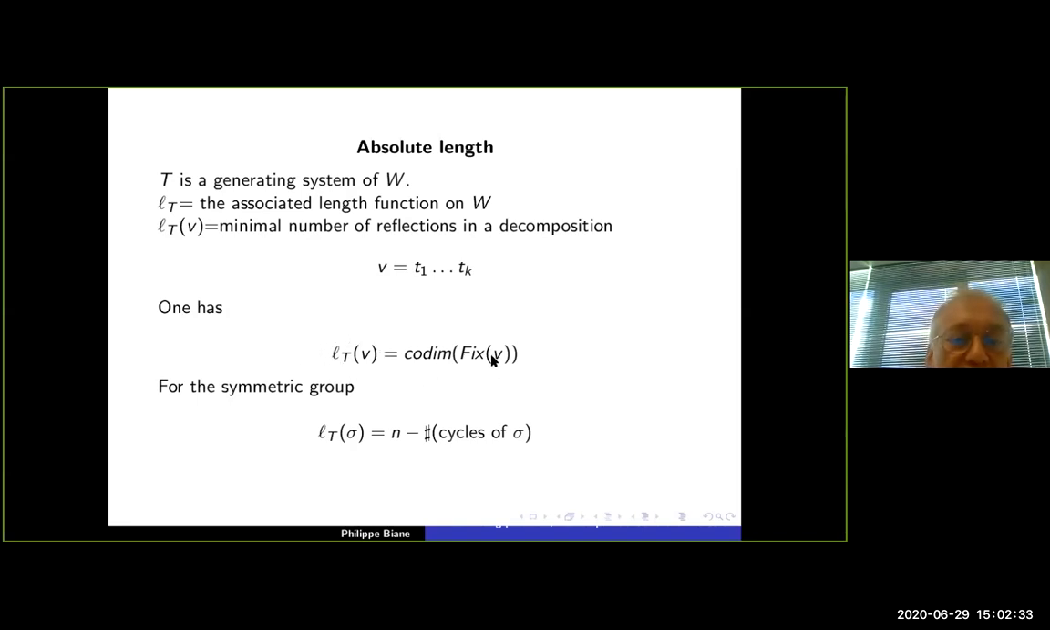For example, if V is a reflection, then its length, of course, is 1, because it is written as a product of one reflection. And the codimension is that of the fixed points of the reflection, which is a hyperplane. In the case of the symmetric group, there is a simple formula. The length of a permutation is n minus the number of cycles of the permutation.